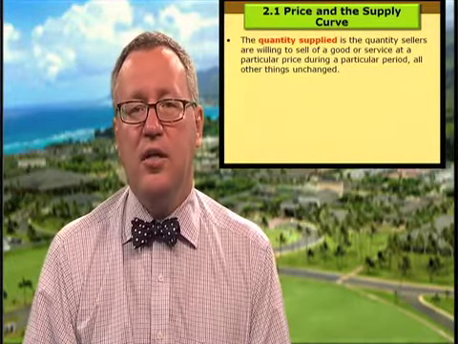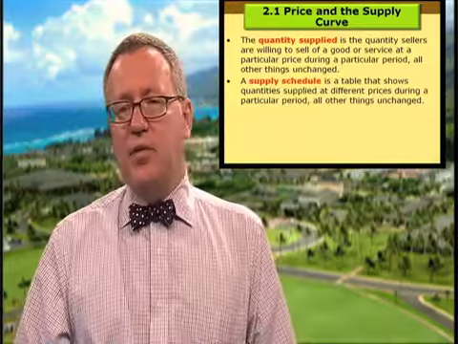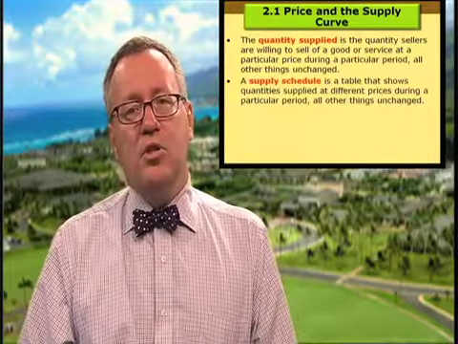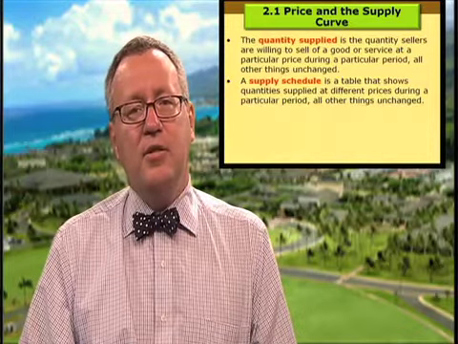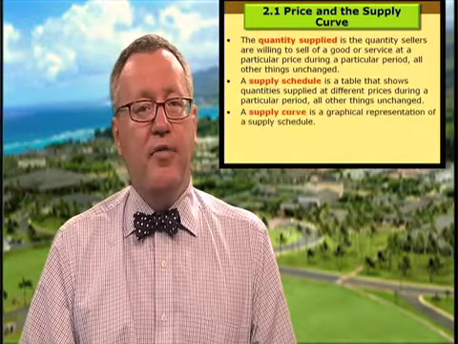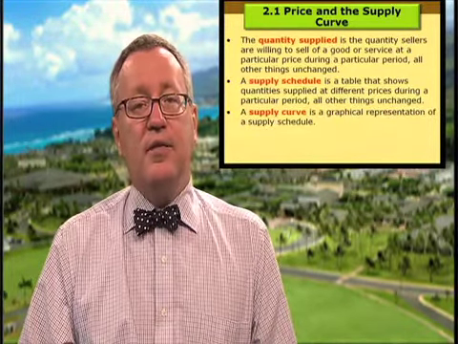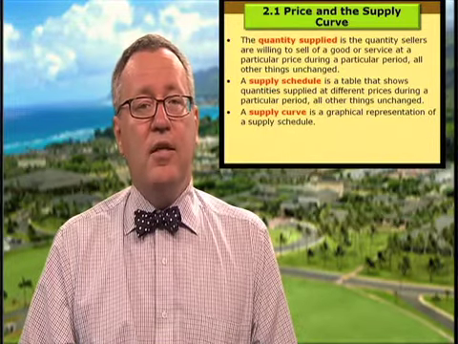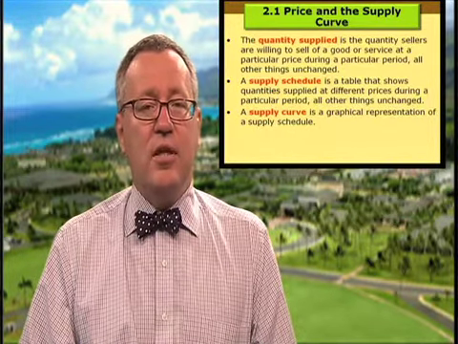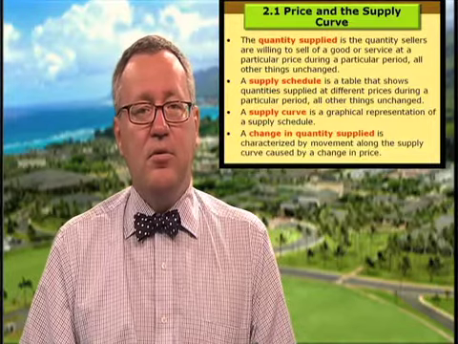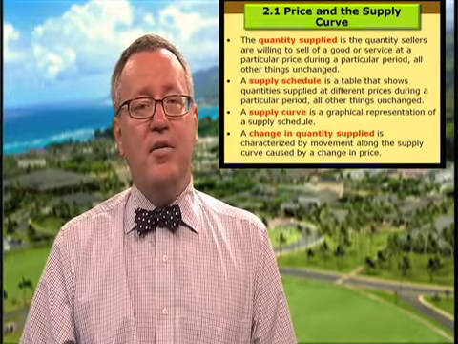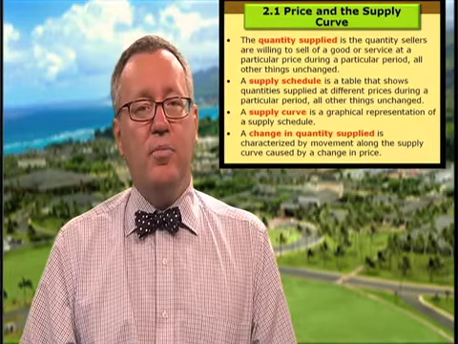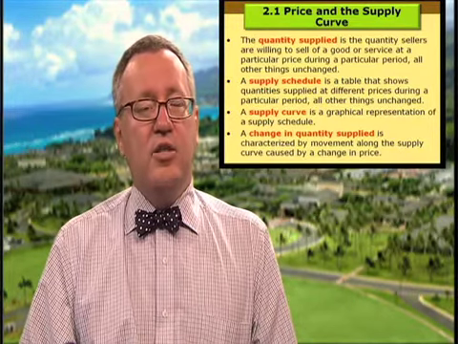All other things unchanged. A supply schedule is nothing more than a table that shows this relationship between quantities supplied at different prices during a particular period, everything else held constant. A supply curve is nothing more than the graphical representation of what we had in the supply schedule. Change in quantity supplied is characterized by movement along the supply curve by a change in price.